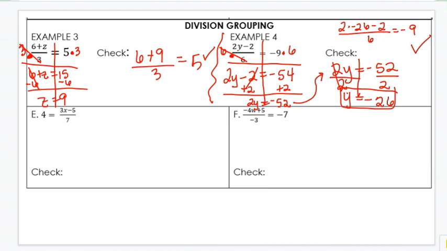Alright, so now I want you to write down E and F and try those on your own. They're just like 3 and 4 that we did together. And then once you finish trying both of them on your own, press play, and I'll go over the solutions to those two with you.